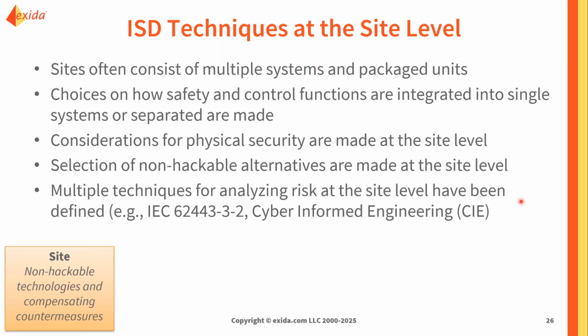And so there are multiple different techniques for analyzing risk at the site level and picking the right measures to apply. In the IEC 62443 standard, part 3-2 really goes through a detailed approach for security risk assessment and how to best analyze and understand the risks associated with sites and systems. Cyber-informed engineering, developed by Idaho National Labs, is another way to really look at and understand the worst case impact of cyber events and what steps need to be taken.